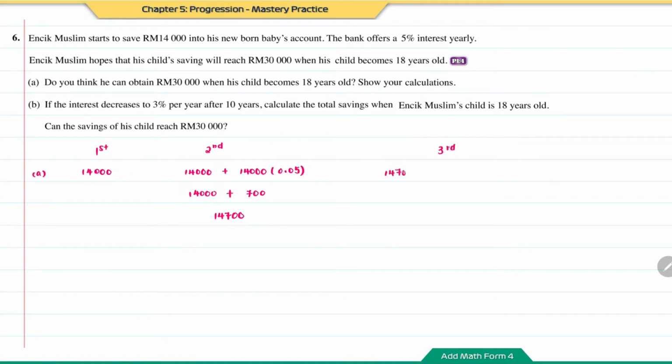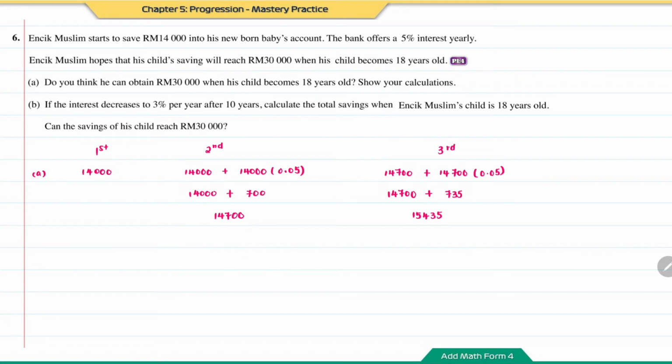And as for the third year, this 14,700 from the second year will be given another 5%. So we're going to multiply it here with 0.05. So the interest for the third year, you're going to get 735. So plus this 14,700, you will get 15,435.